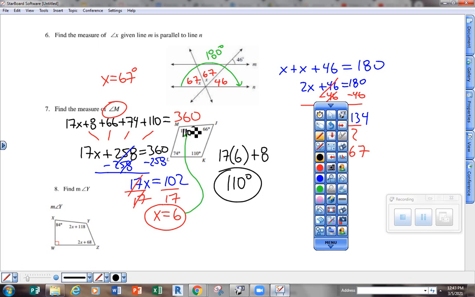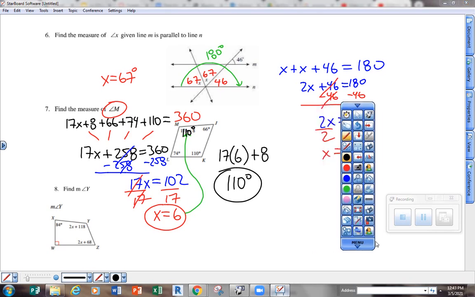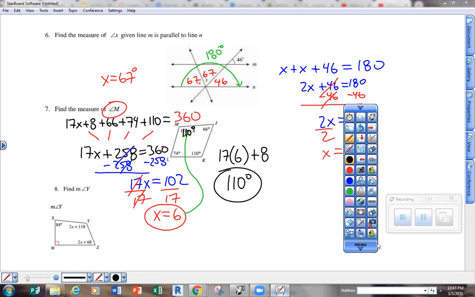And that makes sense because 110 plus 66 plus 74 plus 110, guess what? 360. The last one, same kind of problem. You add them up to equal 360, and then go back in and find that angle y, kind of like we did. This one, they don't give you that, but they give you that symbol. That means that's 90.